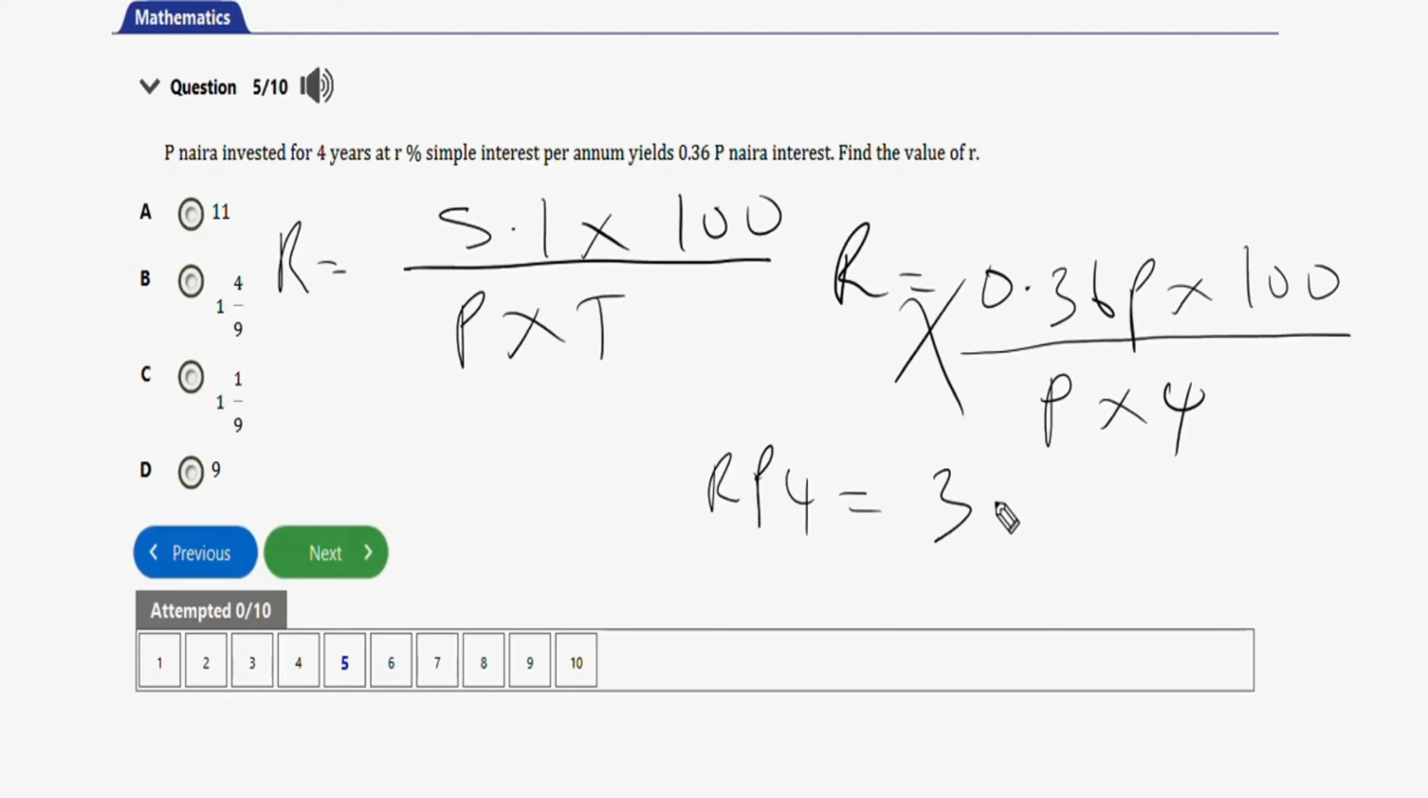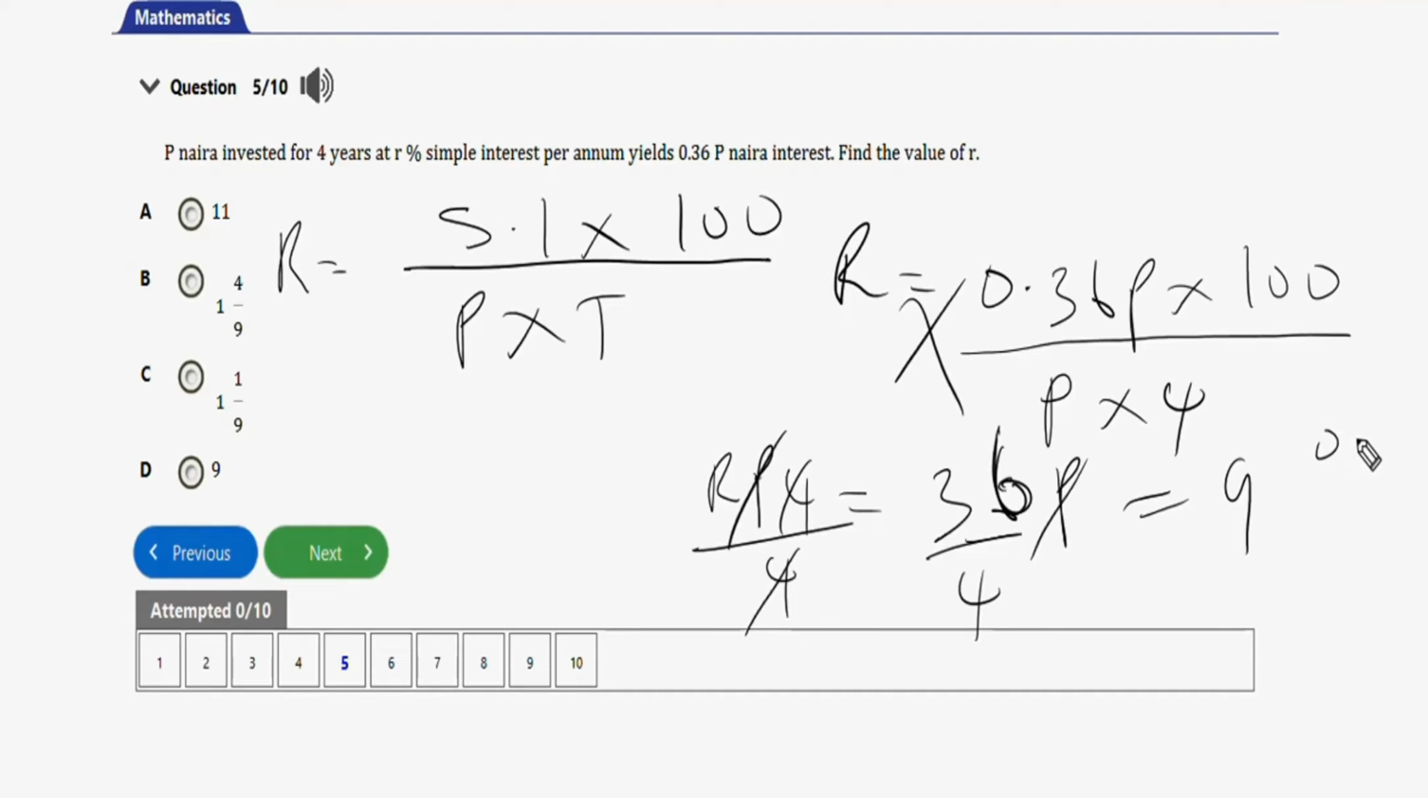rp4 equals 0.36p times 100. We're going to have 36p. Alright, so let's divide by p, we cancel this p here mathematically, so we're left with 4r equals 36. To make r the subject of the formula, divide both sides by 4. This is simple mathematics. 36 divided by 4 will give you 9%.